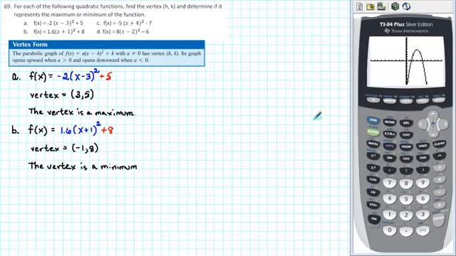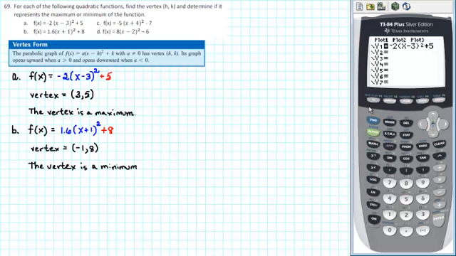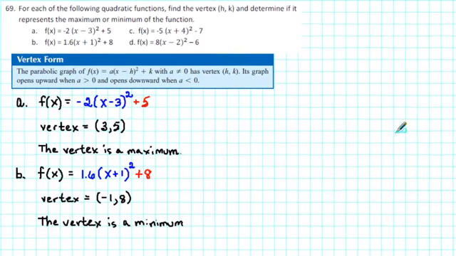Again, we can use our calculator to double check. Go to Y equals, clear out our first function, and enter our new function, 1.6(x + 1)², and then add 8. Sketch the graph. And we notice that the graph is a parabola that opens upward, and it seems reasonable that the vertex is at (-1, 8).